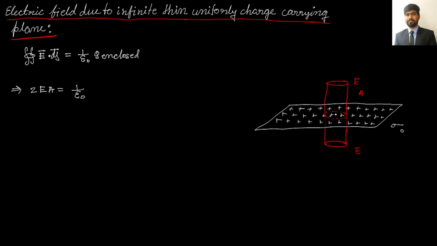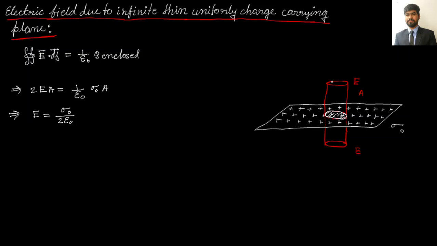Now the charge enclosed within this Gaussian surface is the charge that lies on this circular part only. So what will be the area of the circular part? That is the cross section of the Gaussian surface, that is A, and the charge per unit area on this plane is sigma naught. So the enclosed charge within the Gaussian surface in this case will be sigma naught times A. Now from both sides we can cancel out A. So what do we get? E is equal to sigma naught by 2 epsilon naught. Okay, so this is the magnitude of the electric field.